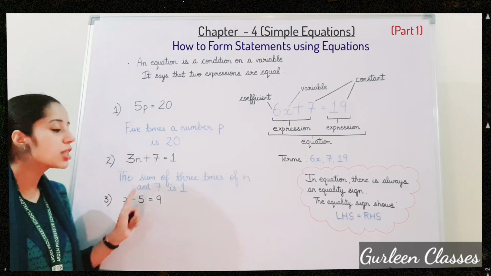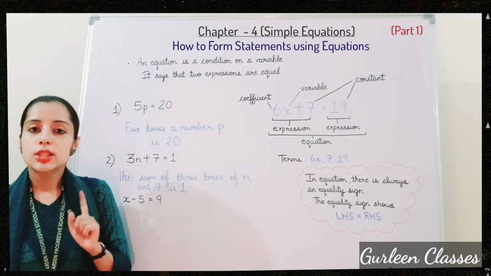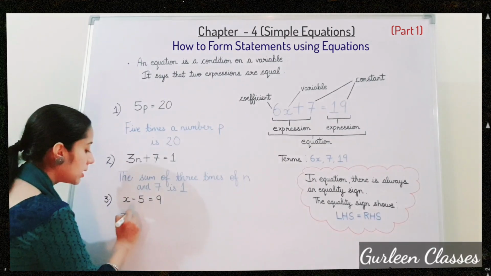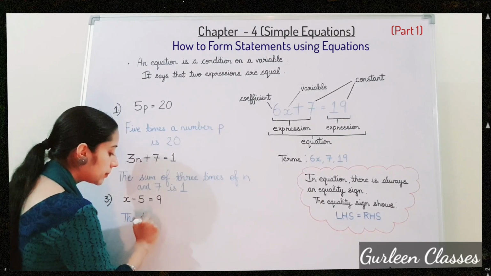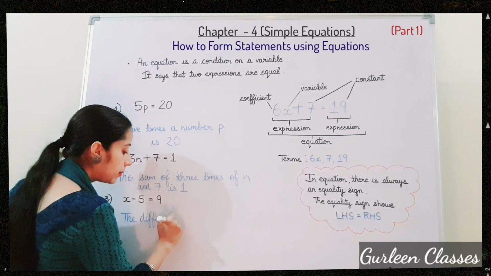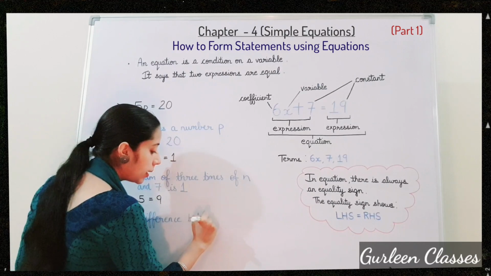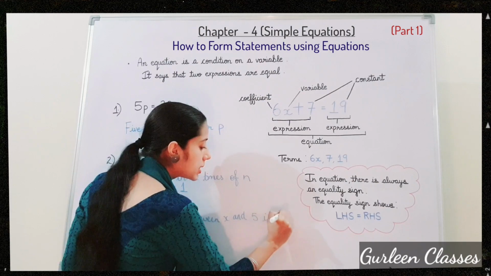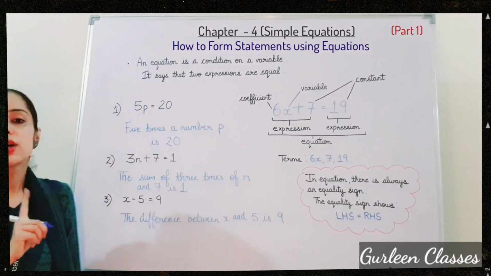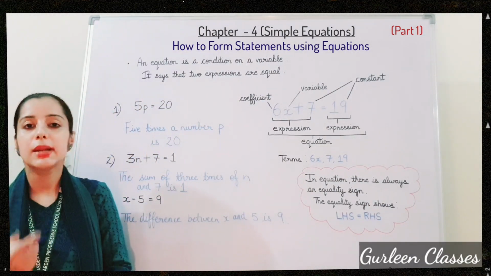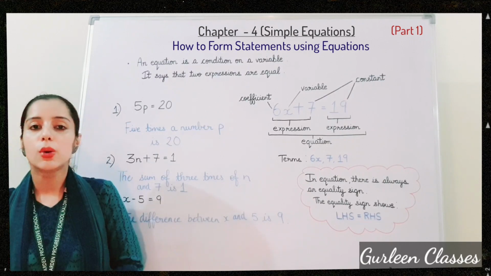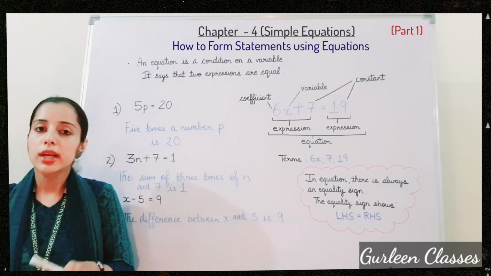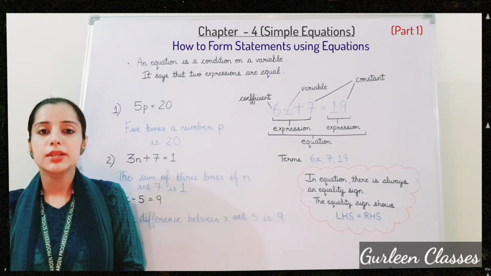Third part, x minus 5 is equal to 9. So the difference between x and 5 is 9. The statement can be this: the difference between x and 5 is 9. See students, it is not compulsion that you have to write the same statements. You can frame statements by your own. You can change the language and frame these statements by your own also.